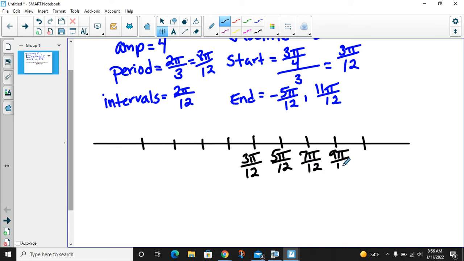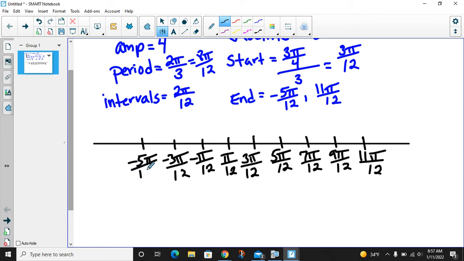Again. And one more time. Now do note that matches my right endpoint here, so I can feel pretty confident that I did it correctly. Now going to the left, I want to be subtracting 2 pi over 12. So 1 pi over 12, negative pi over 12, negative 3 pi over 12, and negative 5 pi over 12.